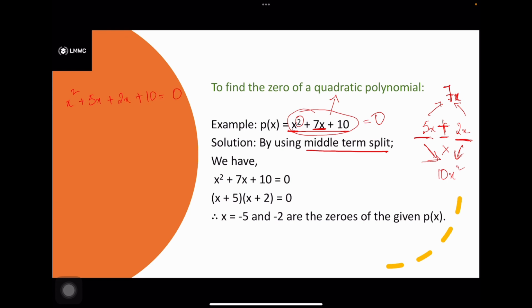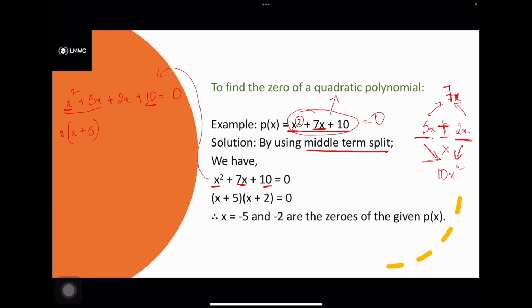So what I've done in this step is that I have just split the middle value. The first and the last value, I have not done anything to; I have just kept them as they are. The second thing I need to do is, from the first two terms, take the common factor. So I can take the common factor as x. So x times x is x squared, plus x times 5 is 5x.